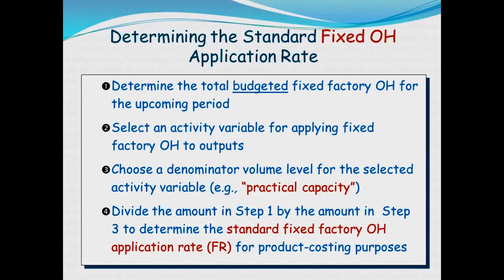So you have this denominator, and you have your numerator, which is your total budgeted factory overhead. You divide the two, and that's your standard factory overhead application rate. And that's used for product costing. So as you're producing product, you can apply your overhead to the product. And hopefully you do it well, so at the end of the year, very little overhead variance. If there's some overhead variance, you have to take care of it at the end of the year.